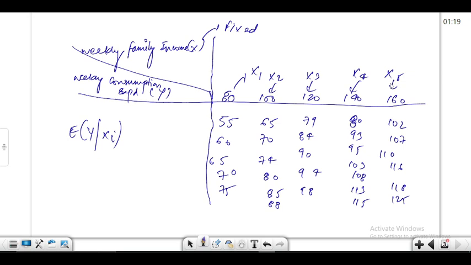So for every x1, I have an expected y value. For x2, I have an expected y value. For x3, I have an expected y value. So this is how it goes. That is what I'm trying to compute here. If I plot this on a graph, this will make things more clear. So I have 80, 100, 120, 140, and then 160. These are my x values, or my x variable here. Then I plot the y variable here.